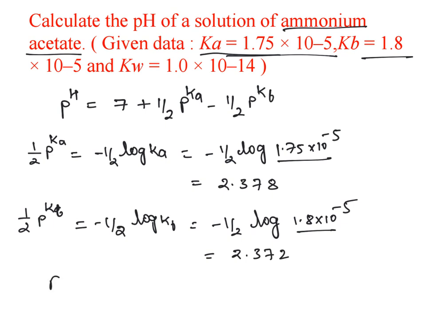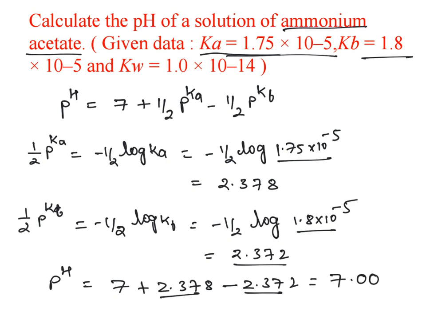Now pH equals 7 plus, what is the pKa value, 2.378, minus, what is the pKb value, 2.372. So 2.37 and 2.37, the difference is almost 0.002, so it is 7.006. Because the Ka and Kb values are approximately equal, the resulting solution has pH equal to 7.